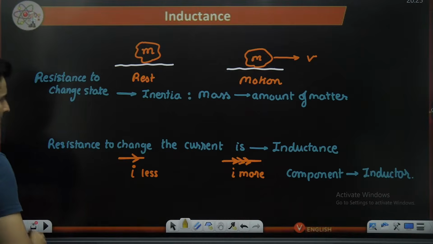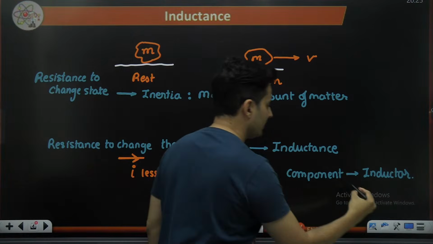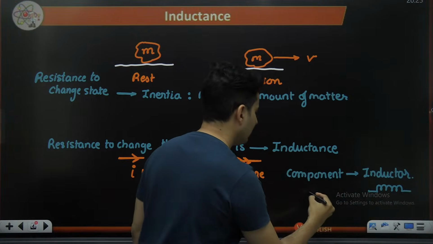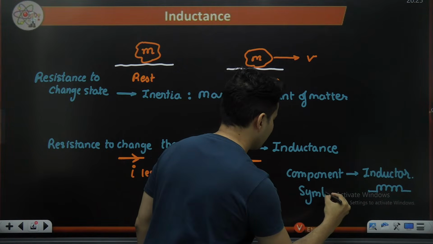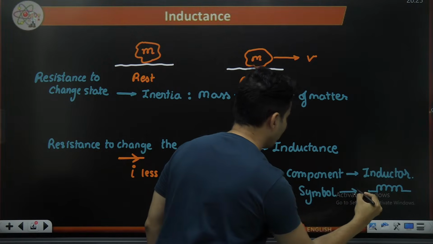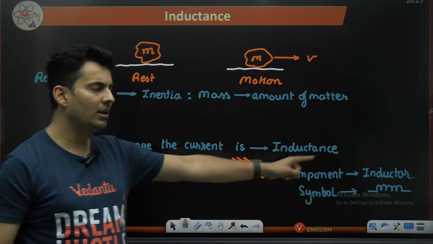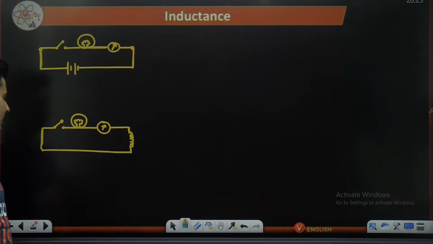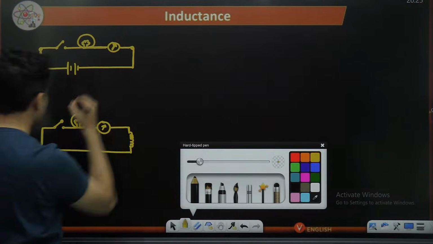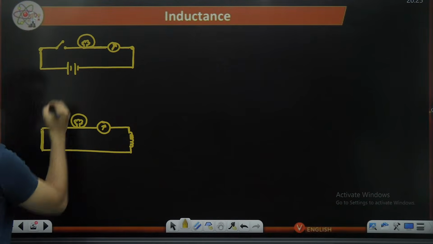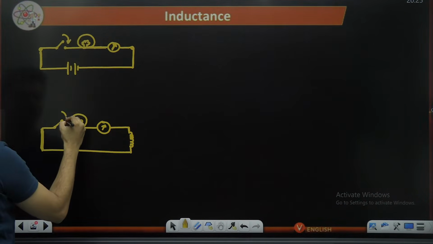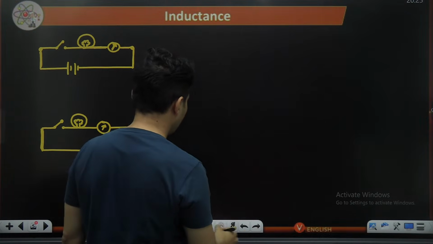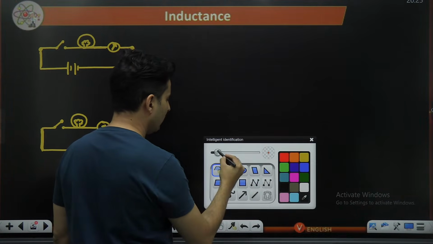By the way, the symbol of an inductor is this. Usually you will see this is the symbol of an inductor. Like resistance has that symbol, capacitor has a symbol, inductor has a symbol of that coil or that winding. So I have an inductor inside this. That's the only difference between this and this. Now I close the switch here also, and let us see what is the difference in the current in both the scenarios.